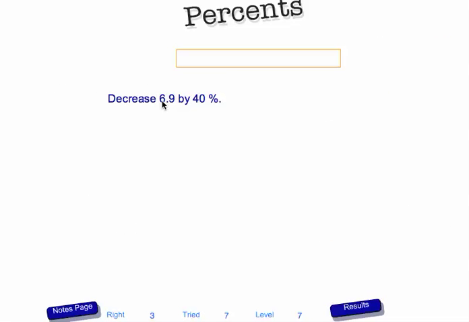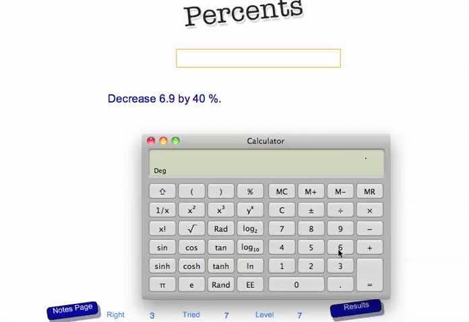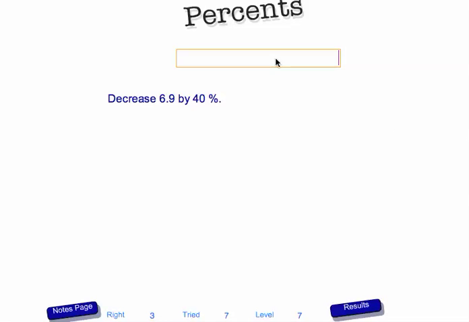Okay, decrease 6.9 by 40%. All right, so we're starting off with 100%. If we're removing 40%, we're going to have 60%. Okay, so we're expecting to get 60% of 6.9. 60% as a decimal is 0.6. Of is times 6.9. It's that easy. So 4.14.